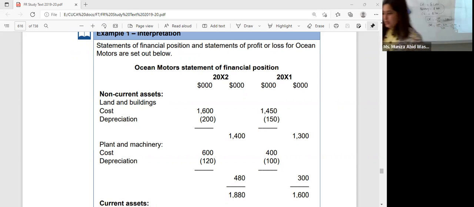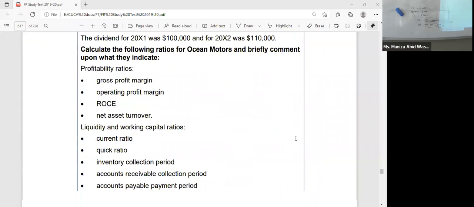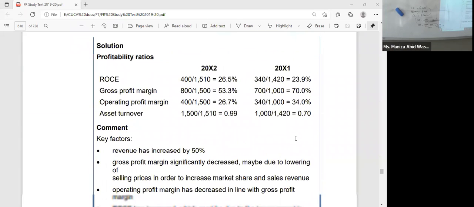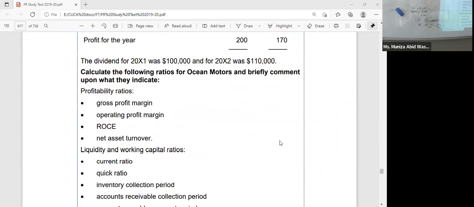Now, students, we are going to do this question, but I'm not going to do it. You yourself have to do this question. The requirement of the question is to calculate the following ratios for Ocean Motors and briefly comment upon what they indicate. You have to calculate 3 ratios under profitability. No, sorry, 4 ratios.